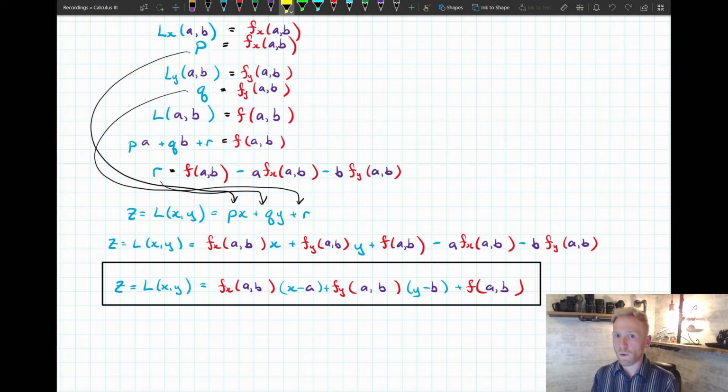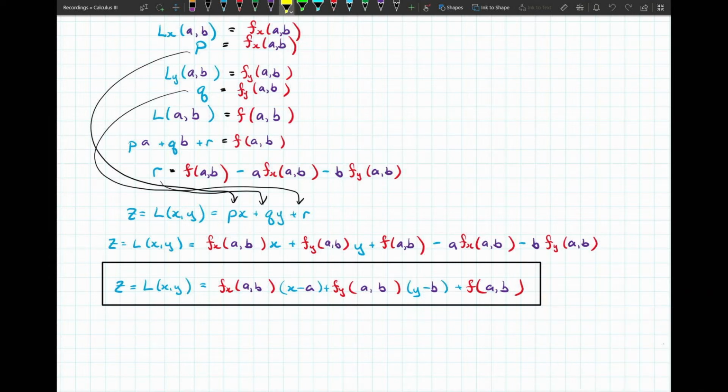So we take one direction, the partial derivative with respect to x, and that's multiplied by x minus a. And then we've got the partial derivative with respect to y, and that's multiplied by y minus b. And then we have f of a comma b as this additional constant to make sure that the two different surfaces, one being the red surface and one being the blue plane, both pass through the same point.